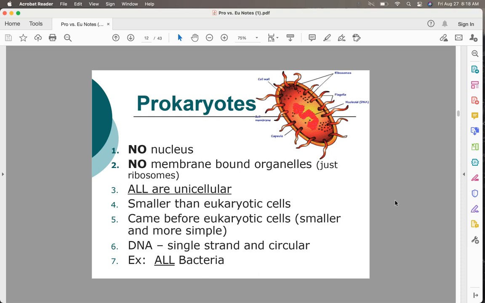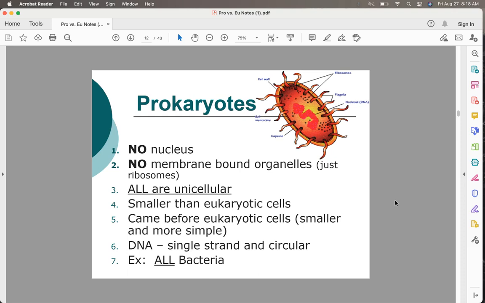They do have DNA, and it is in a more circular shape, and it occurs in the middle of our prokaryote. It's kind of floating around in the middle. It's not encased in a membrane called the nucleus the way it is inside of a eukaryotic organism. It's still there, but it's just kind of floating around the middle.